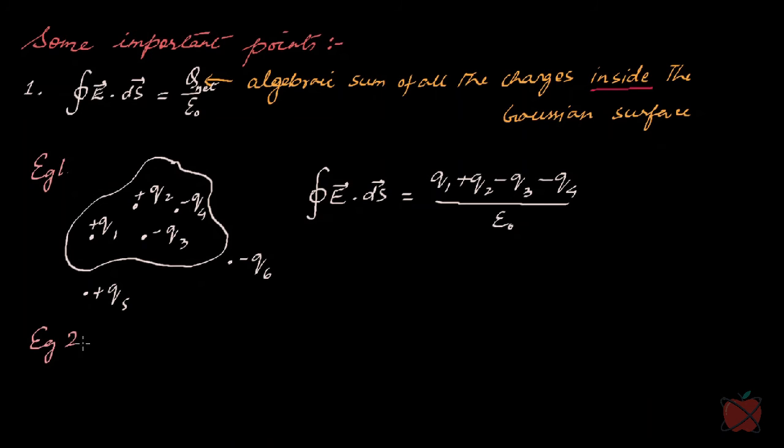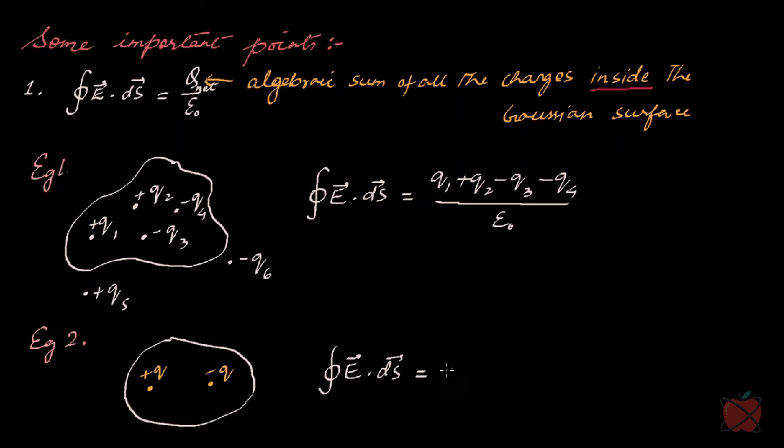Another example, let's say example 2. Okay, let's say inside of a Gaussian surface we have an electric dipole. An electric dipole basically consists of two charges, plus q and minus q. Okay, so what will be the electric flux passing through this Gaussian surface? So the electric flux E dot ds will be the sum of the two charges q and minus q divided by epsilon naught. So this will be 0. Right? Why? Because the net charge enclosed by the surface is 0. Okay, so that is the first important point to note. Got it?